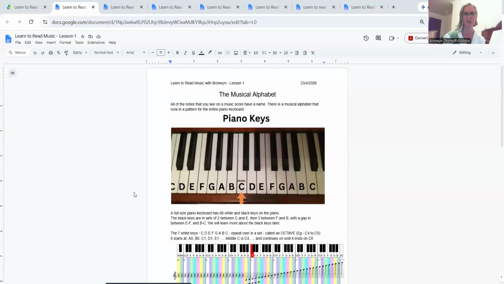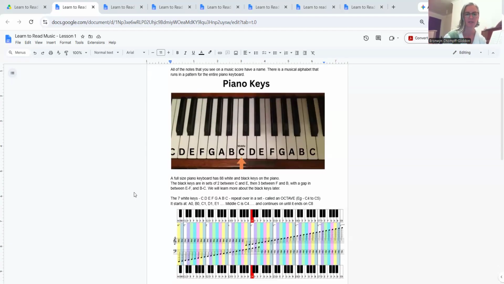So you should now be looking at the worksheet, or the reference sheet that was part of lesson 1. This is where we understand that music has an alphabet, all of the notes have names, and it follows the alphabet, starting at C, going until A, and then going to G. So C, D, E, F, G, and then you go back to A, B, C. And then it just repeats itself over, and every time you get from one C to the next C, that is an octave.